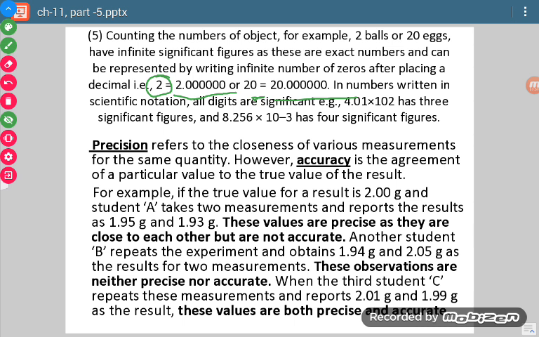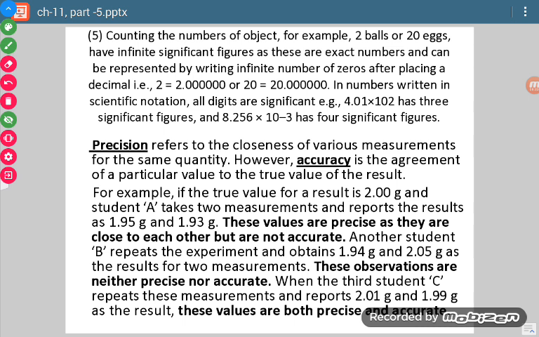So a better thing is to express such things in exponential notation or scientific notation. Okay, now if we write in scientific notation, we can say like this. For example, this is 4.01 into 10 raised to the power 2. Now we have to see only this part, so there are 3 significant figures. In this observation we have to check only this part, 8.256, so there are 4 significant figures.